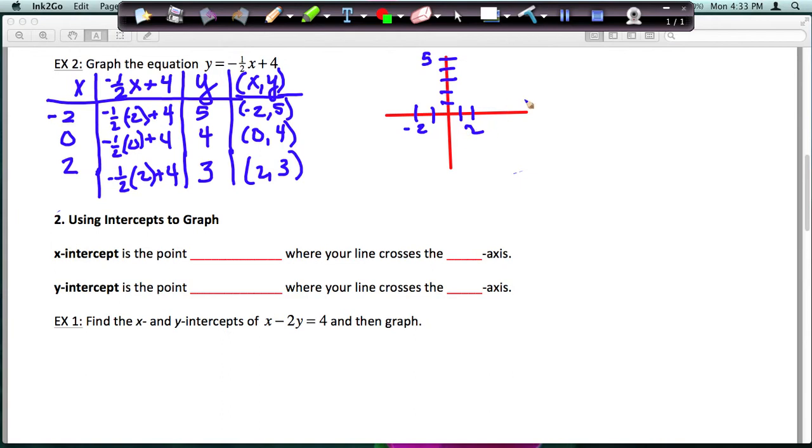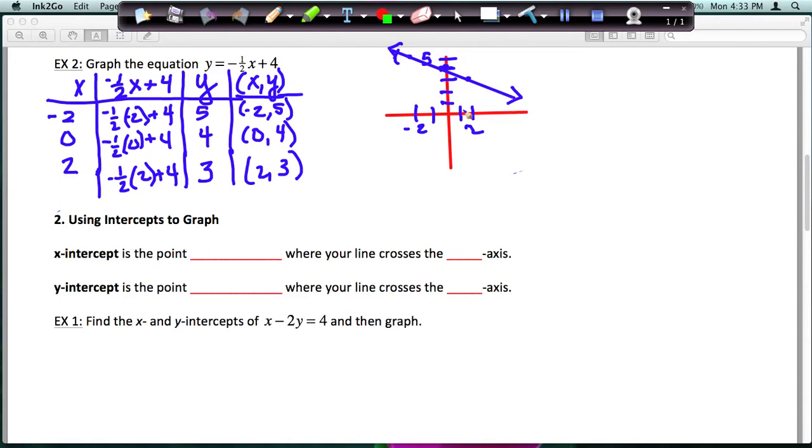So let's go ahead and plot these points. I have negative 2, 5 is one of my points. I'll plot that right here. 0, 4, and 2, 3. And then once you've plotted these points, let's draw a line through them. And then put arrows at the end. Oops, it's supposed to be an arrow. There we go. And there is the equation of our line. And this is a negative 1/2, so our line should be decreasing, which it is here.